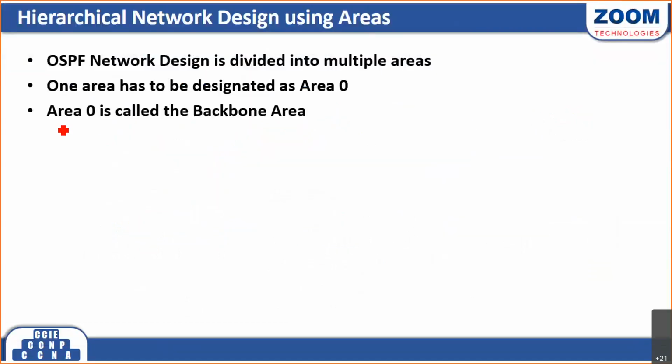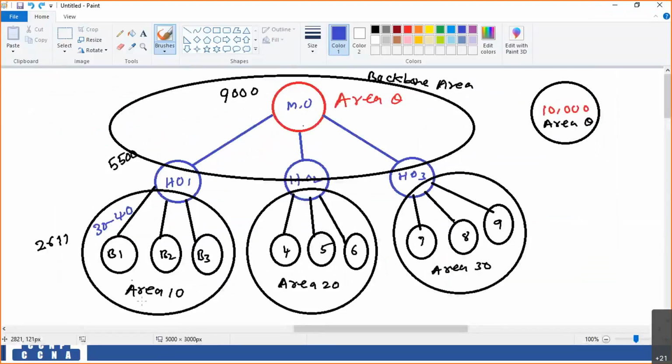So area 0 is called backbone area. Why is it a backbone area? Backbone area means area 0 users, area 0 routers, they can communicate, because within the area they maintain the network's information. Now what about area 10, area 20? How can area 10 routers and area 20 routers talk to each other, communicate with each other?